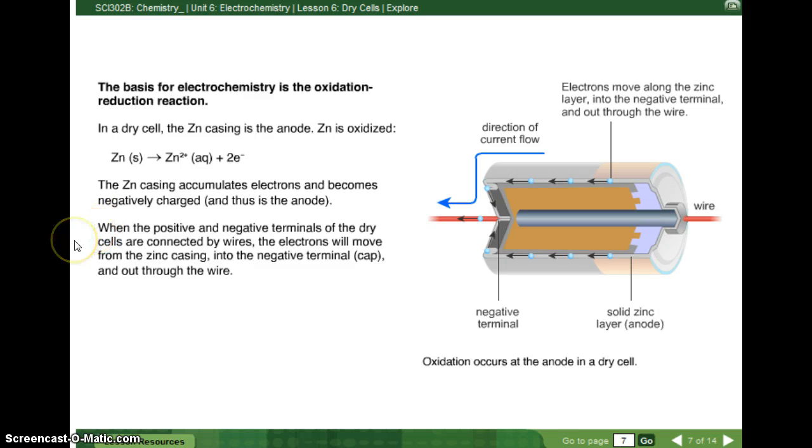When the positive and negative terminals of the dry cells are connected by wires, the electrons will move from the zinc casing into the negative terminal, or the cap, or the end, and out through the wire. So electrons move along the zinc layer into the negative terminal, and out the wire. Okay? Oxidation occurs at the anode in a dry cell.